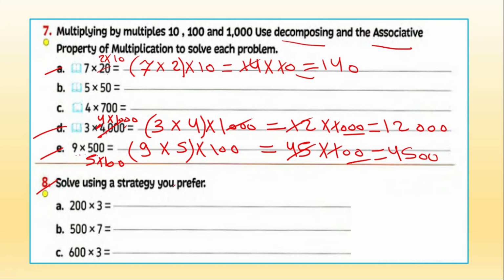Solve using a strategy you prefer. Meaning solve with whichever strategy you see as easiest for you. 200 times 3. Okay, we know that we take 2 times 3 equals 6 and drop 2 zeros. So it's very simple without decomposing. 500 times 7. Take the 5 with the 7. 5 times 7 is 35 and drop 2 zeros. The next one, 600 times 3. 6 by 3 equals 18 and drop 2 zeros.